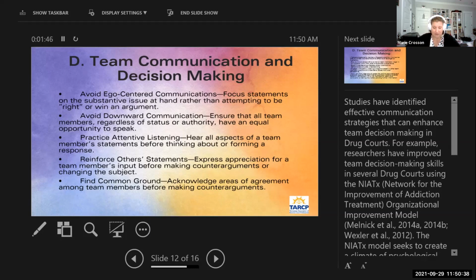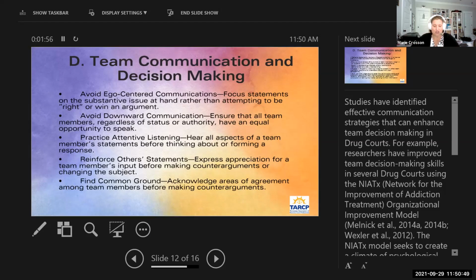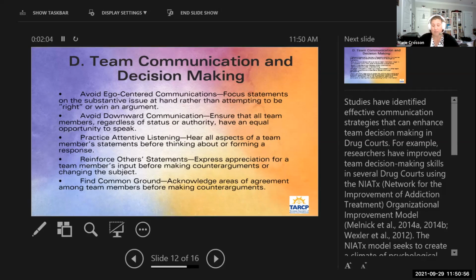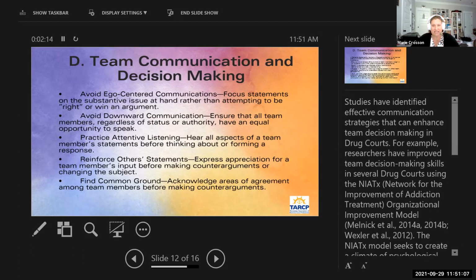I do realize I'm not on cloud nine or idealistic. I realize that sometimes the person that is chosen to be on the team by an organization is not the best fit or happy to be there or, you know, whatever. I mean, there are all kinds of reasons why team communication and decision-making can be difficult. That doesn't mean it's not worth the effort for the participant, though.